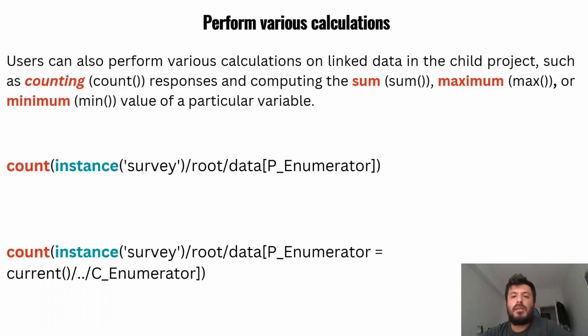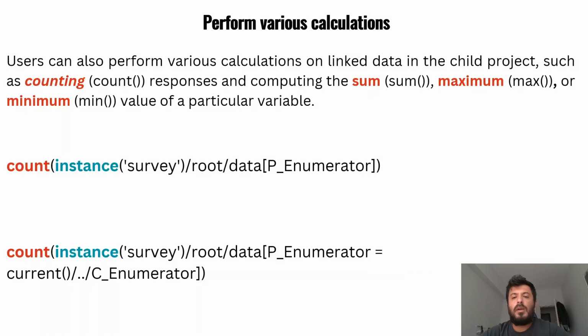With the dynamic data attachment, you can perform various calculations such as count, sum, maximum, or minimum. If you would like to know how many submissions were made up to that form, you can use count. If you would like to know the maximum number, the highest number among the submissions, you can use maximum, or you can use minimum to find the minimum value.